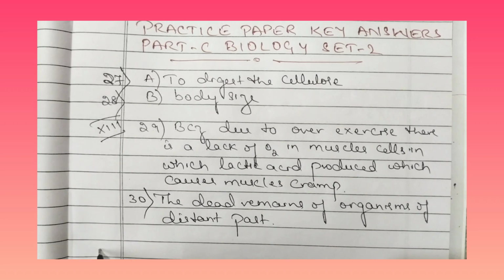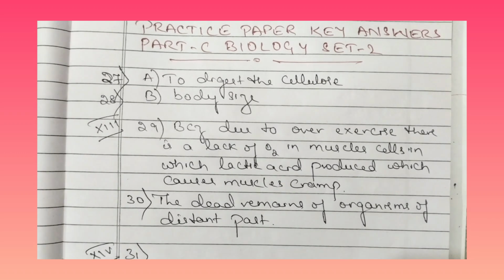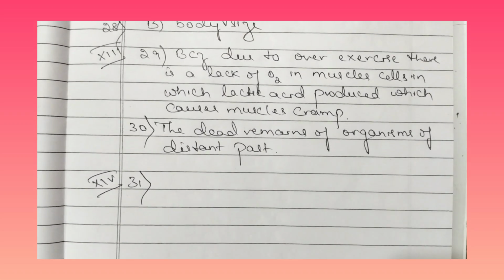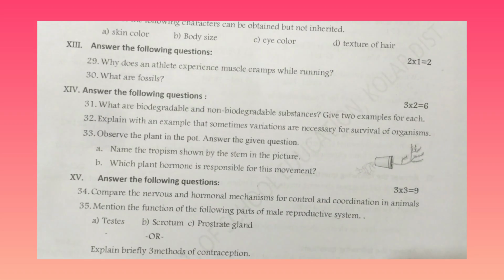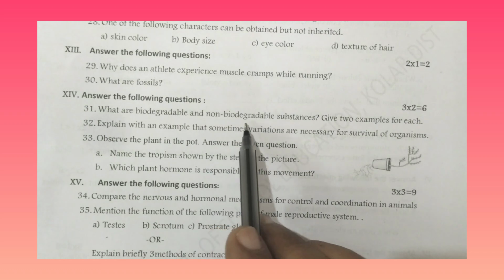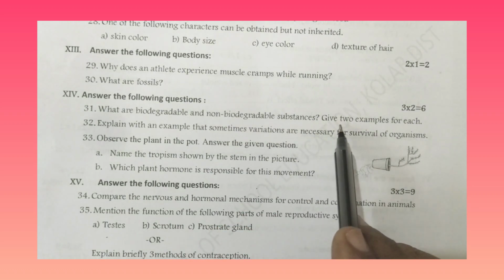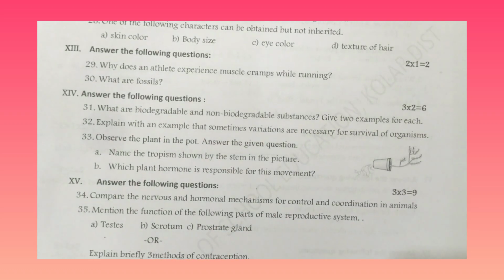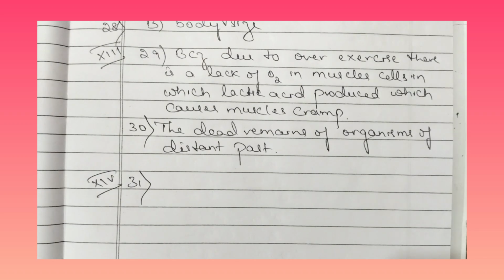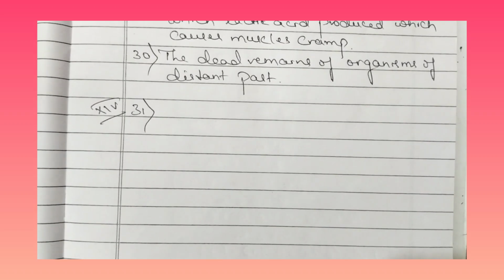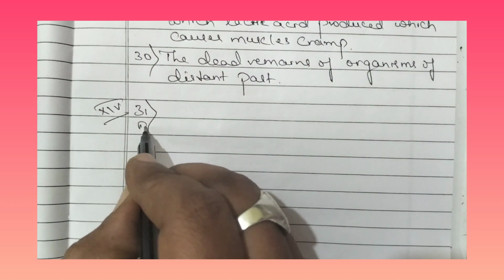Now let us move to question number 31. Let us see what is there in question number 31. What are biodegradable and non-biodegradable substances? Give two examples for each category. So let us differentiate between biodegradable and non-biodegradable.